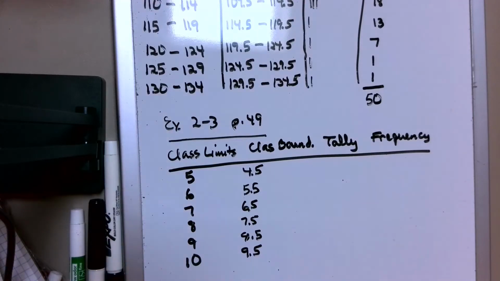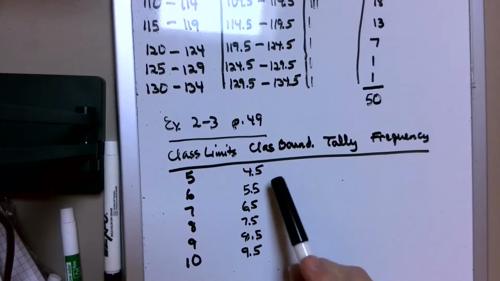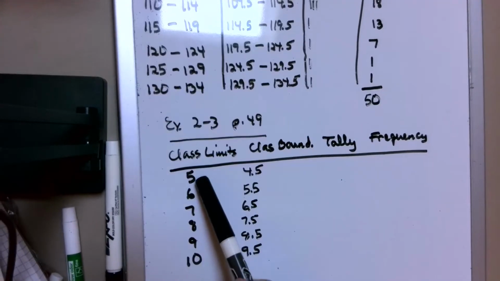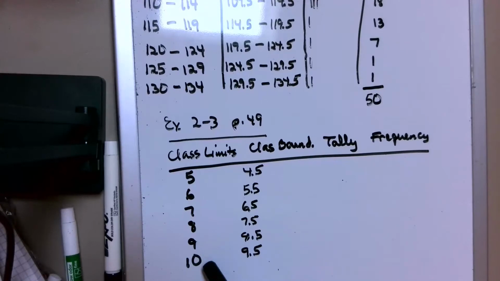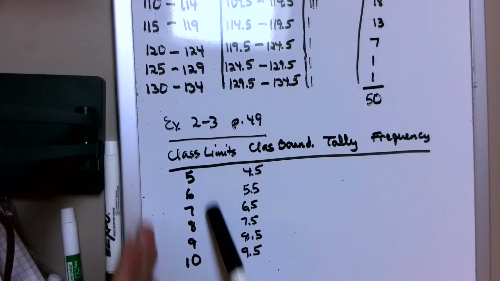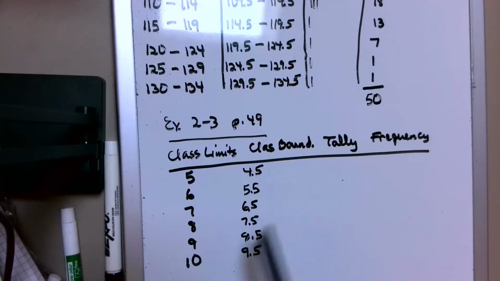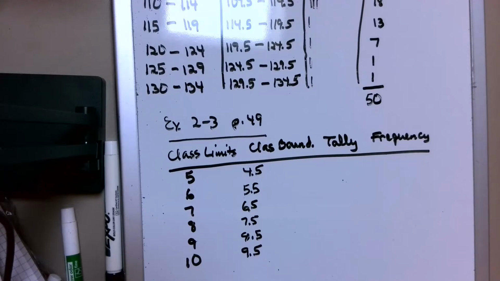Okay, so to finish example 2-3 on page 49, we have the lower class boundaries we got by subtracting 0.5 from each class. And now, to get the upper class boundaries, we're going to add 0.5 to each of these numbers because the individual values in each class were whole numbers with 0 decimal places. The upper class boundaries have to have 1 decimal place, as do the lower class boundaries.